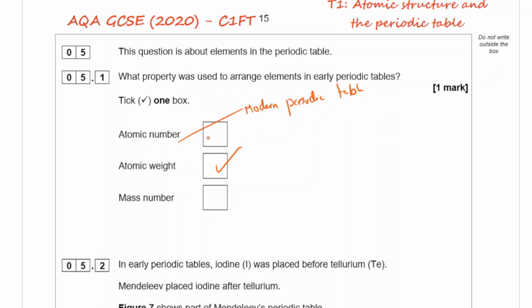Actually, although we say atomic number, it is actually based on the proton number. If you look in the periodic table, the bottom number, for example, carbon 6 and 12, that 6 is the atomic number or the proton number.